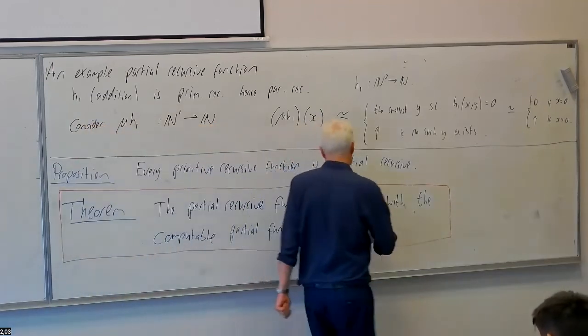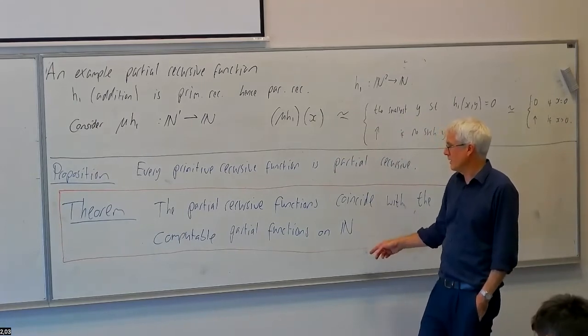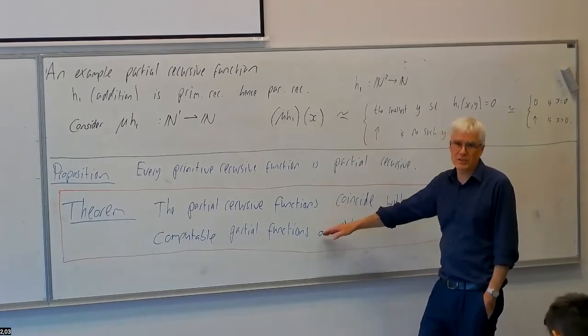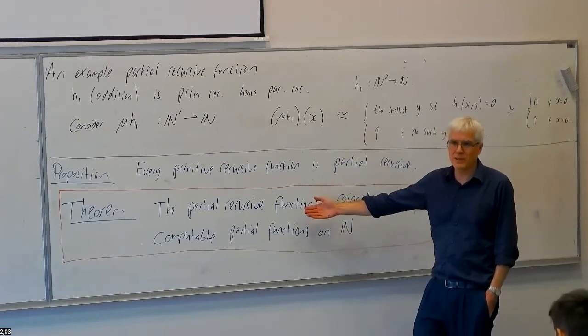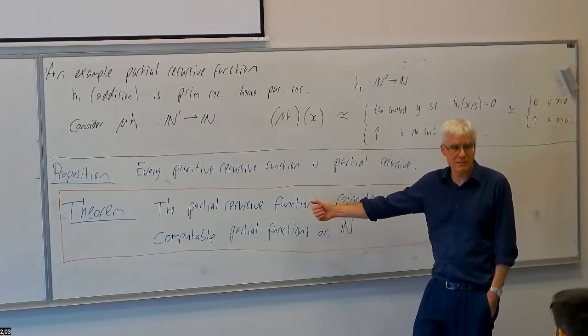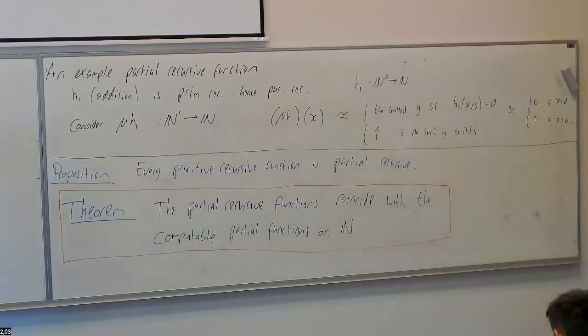And then in the last hour of the lecture, we'll do the other inclusion, which is that every computable partial function as defined by a Turing machine is partial recursive. And this is the difficult direction and the more surprising of the 2 directions here. And I'll talk about how we do that after the next break.